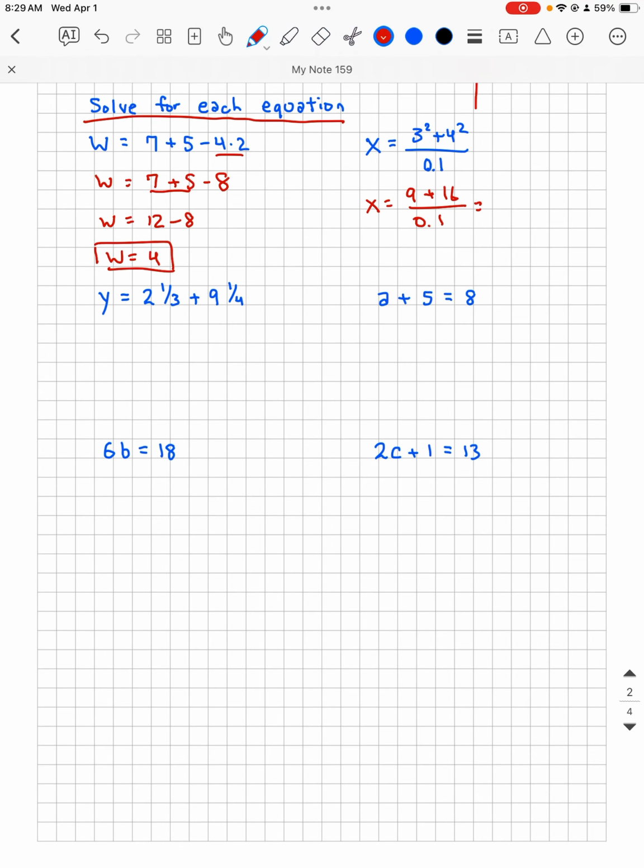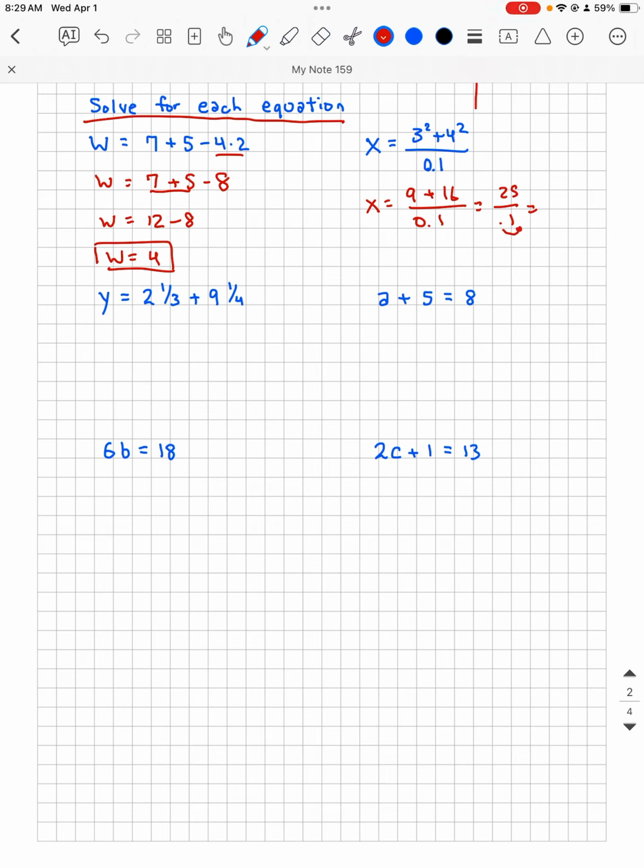The 9 plus the 16 then gives us 25. And then we have the 0.1 on the bottom. And if we think about this, I guess algebraically, same as before, one way we can do it is we can just move over a decimal place, and then that way we can solve for it.